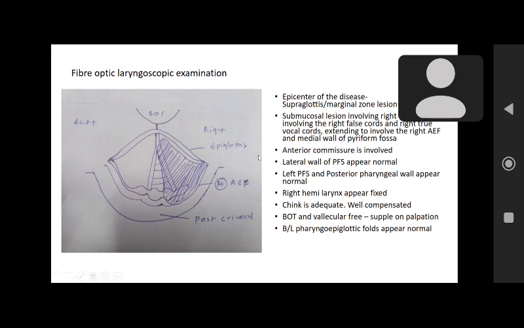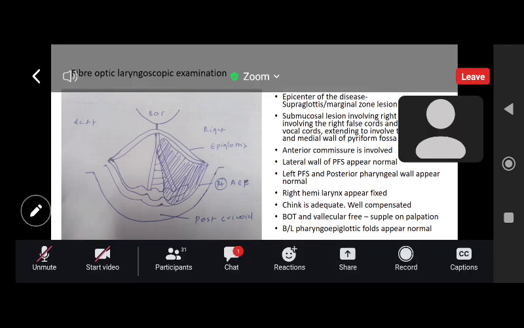Yes. So, on fiber optic laryngoscopic examination, the epicenter of the disease was in the supraglottis. It was a submucosal lesion involving the right-sided arytenoid, the right false cords and right true vocal cords, extending to involve the right aryepiglottic fold and medial wall of the pyriform fossa. Anterior commissure was involved. The lateral wall of the pyriform fossa appeared normal.